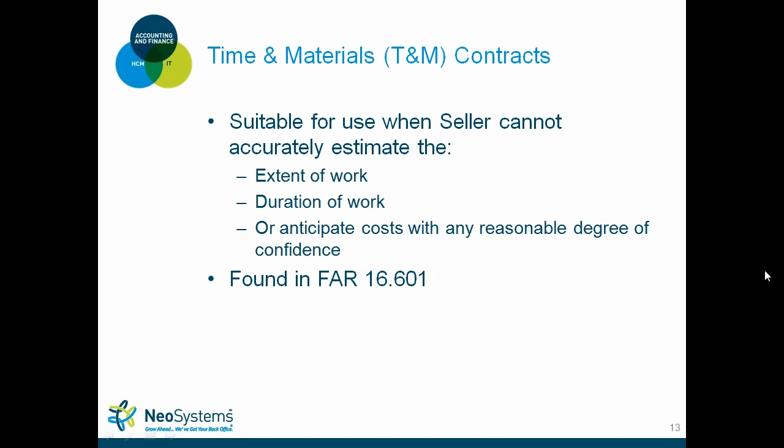All right, next one we'll get into is T&M contracts. T&M is really suitable for use when the seller can't accurately estimate the extent of the work, the duration of the work, or really anticipate any cost with a degree of confidence. More defined definitions can be found in the FAR section 16.601.